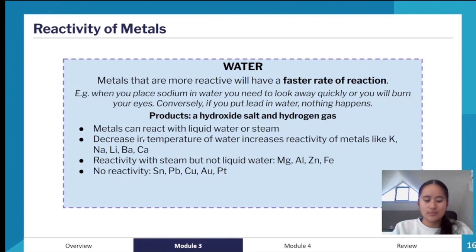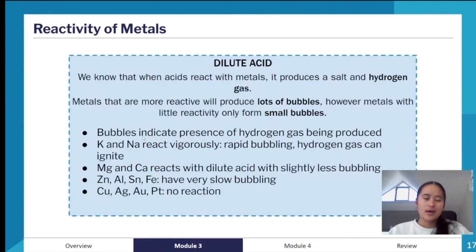So moving on, we have metals with acids. We know that when acids react with metals, it produces salt and hydrogen gas. We talked about that before. Some differences between more reactive metals and less reactive metals is that more reactive metals would produce lots more bubbles, which indicate the hydrogen gas, than the metals that are only a little bit reactive. Those will have less bubbles and smaller bubbles.